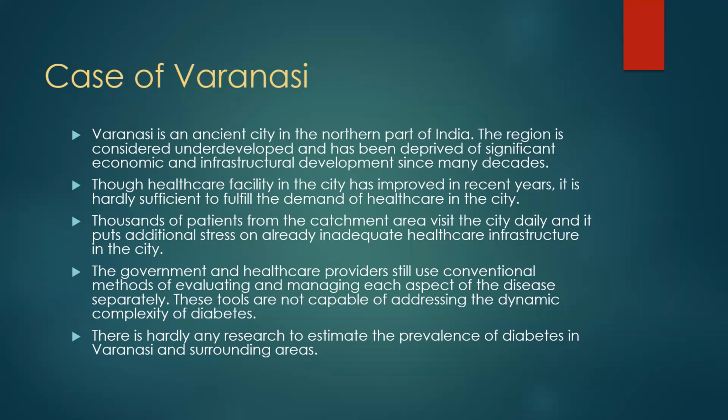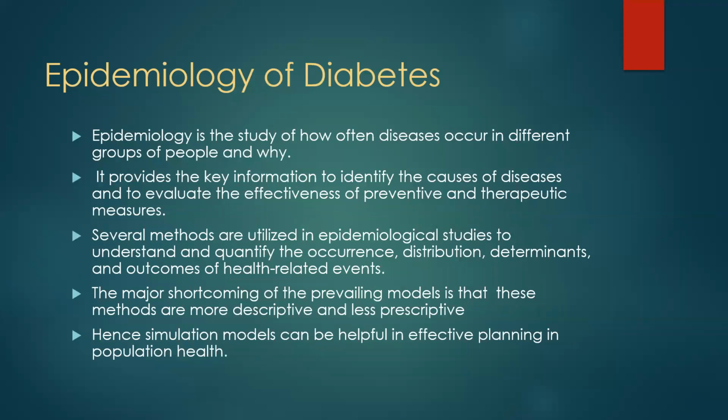There is hardly any research to estimate the prevalence of diabetes in Varanasi and the surrounding area. Epidemiology of diabetes: epidemiology is the study of how often diseases occur in different groups of people and why. So for epidemiology, this is an underutilized system dynamics tool.